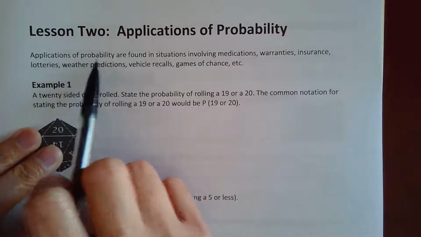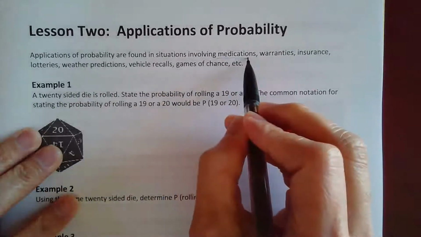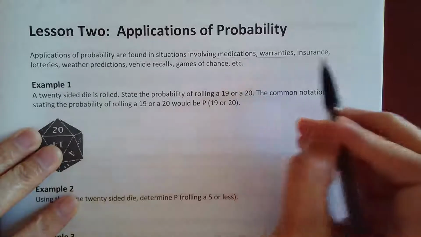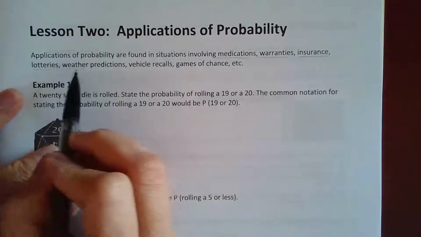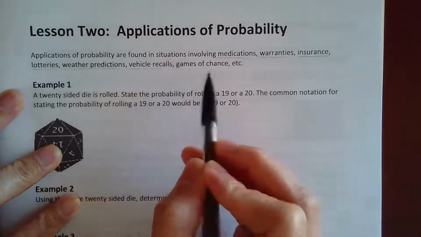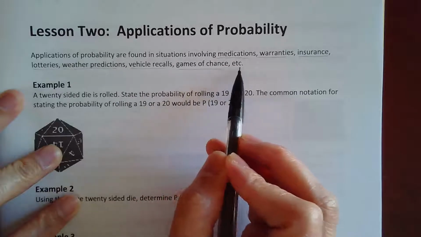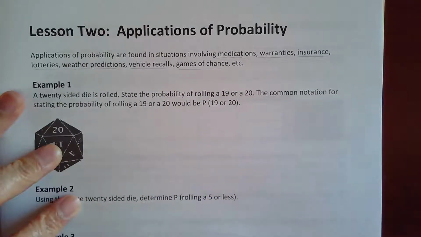Applications of probability are found in situations involving medications, warranties, insurance, lotteries, weather predictions, vehicle recalls, games of chance, and so much more. So probability is actually seen in every part of our lives.